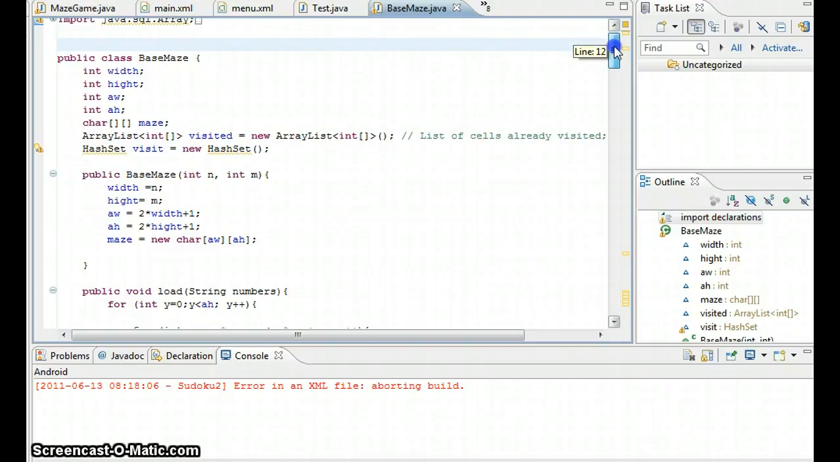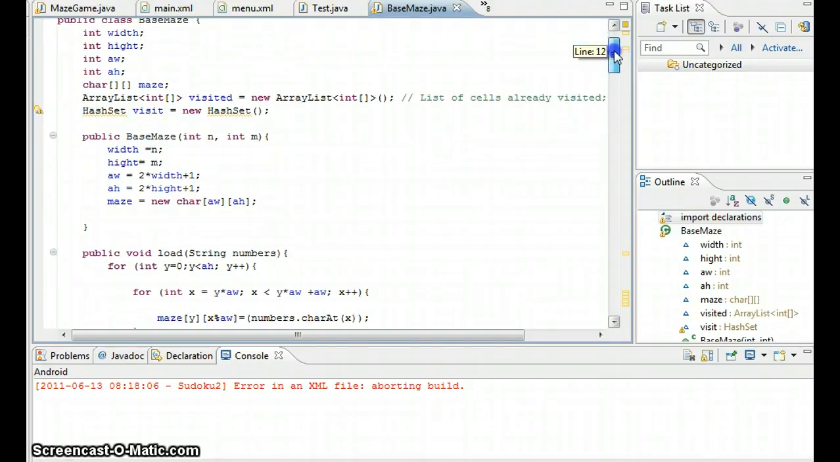I did this a while ago, so I might not remember everything, but I had an array list, which is the list of cells that have been visited. Here I have a matrix of the maze. Mazes are represented by ones and zeros, so it's an array of arrays of ones and zeros, and this is the width and the height.